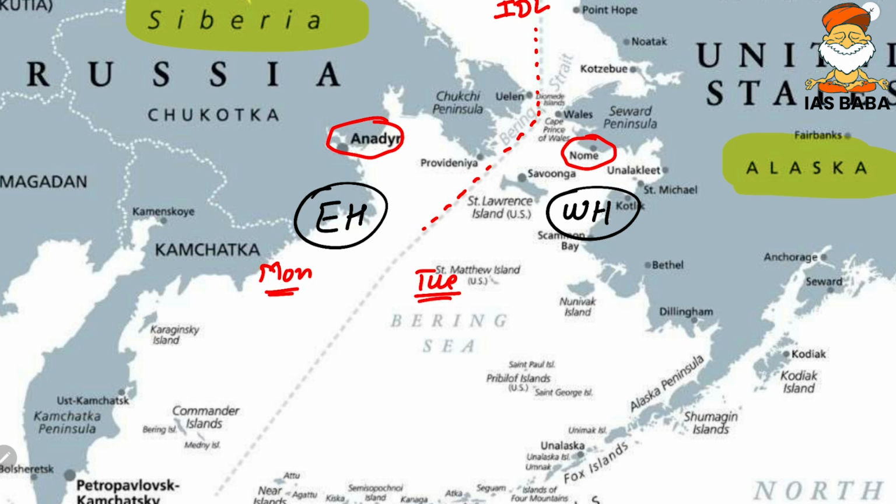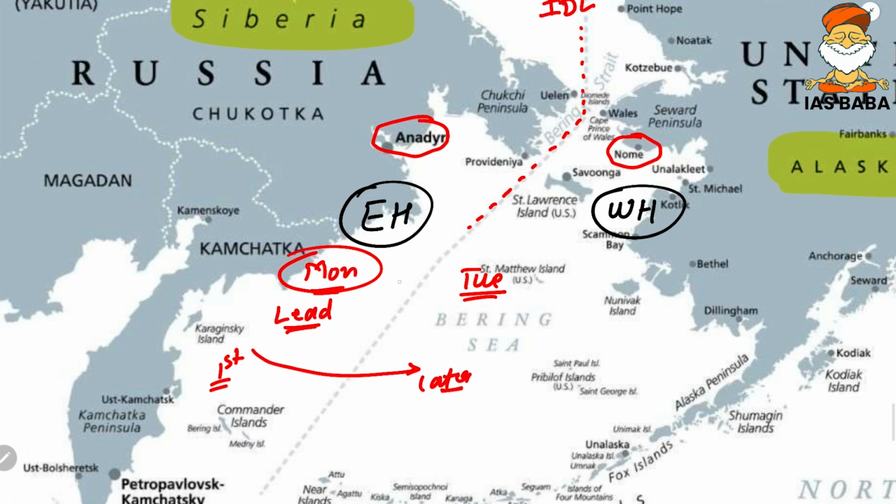So this is wrong, because if it is Monday here, the eastern hemisphere has the lead in terms of the time zone, because as you know the earth rotates from the west to east. So the eastern hemisphere will have the time first, and then later the western hemisphere will have the time. So basically if it is Monday, the west hemisphere will be lagging.